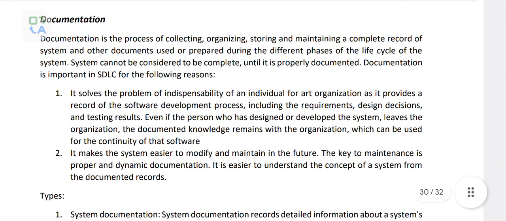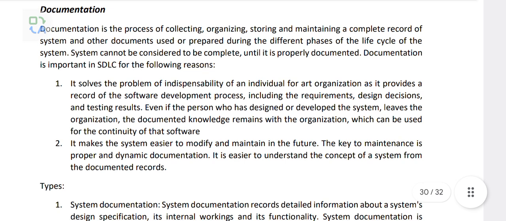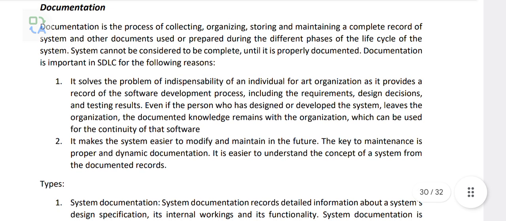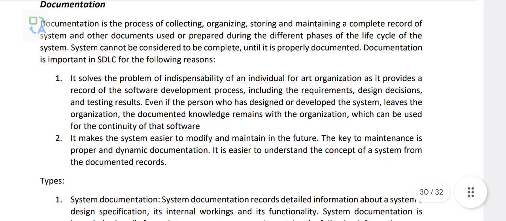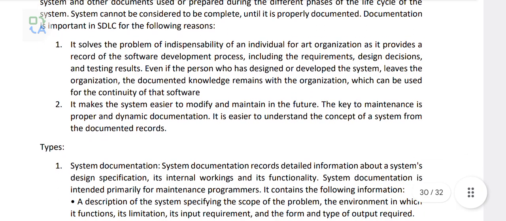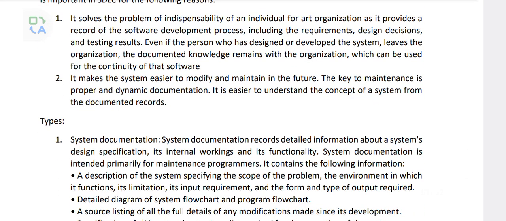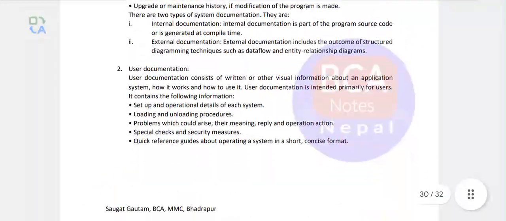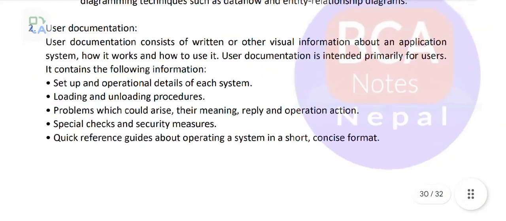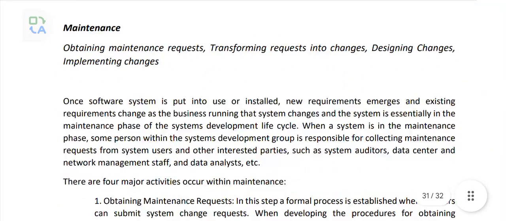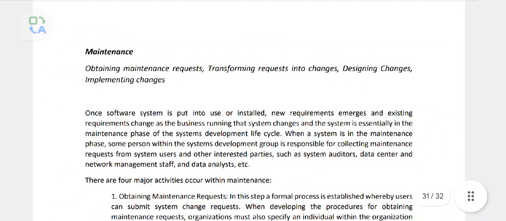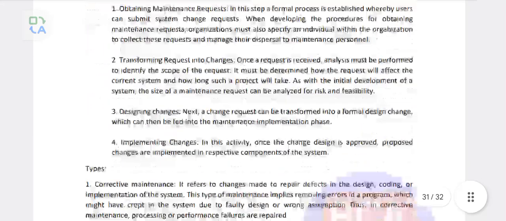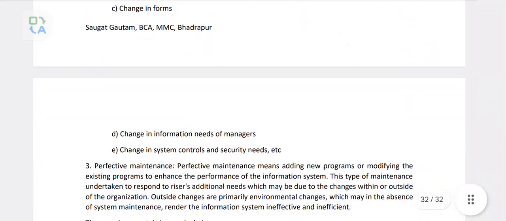Documentation is the process of collecting the data. It solves the problem. System documentation records the detailed information about the system design specifications and internal working mechanisms. User documentation covers the setup and operational details of the system. Maintenance: obtaining the maintenance request, transferring the request, types, corrective, preferred maintenance.